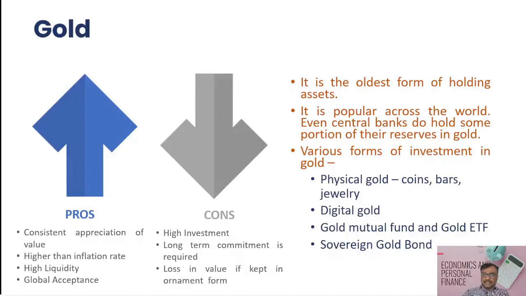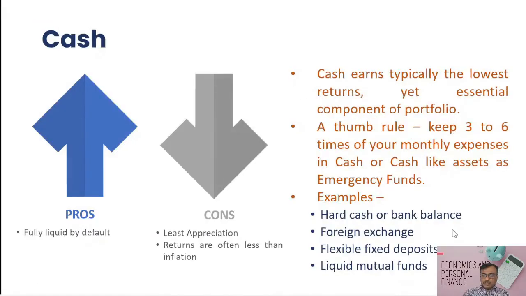The next asset class is cash. Cash is an essential part of any investment portfolio, even though it usually earns lower returns. It acts as a safety net and is crucial for emergencies. A general rule is to keep 3 to 6 times your monthly expenses in cash or cash-like assets as an emergency fund. So how much money should you put in your savings account? 3 to 6 times your monthly expenses, not monthly salary.